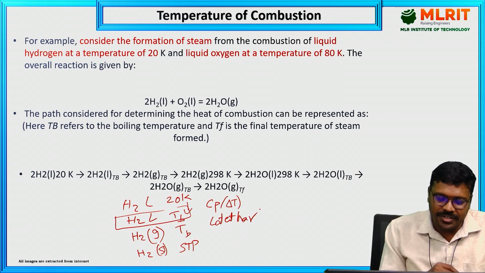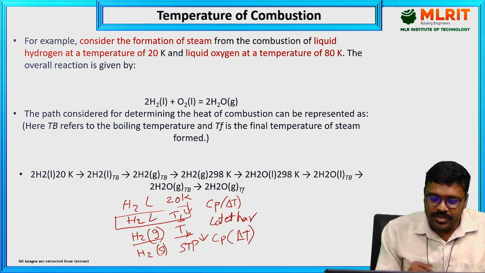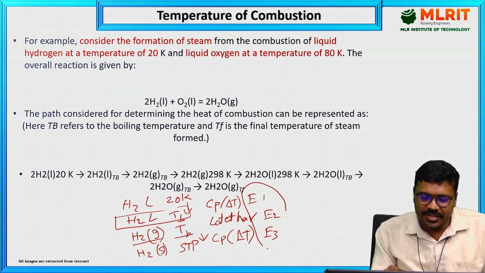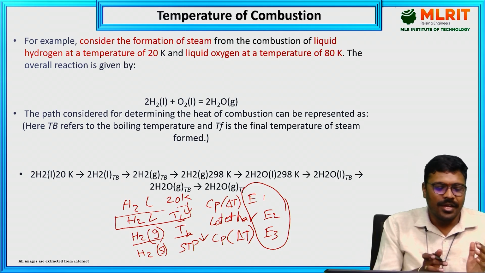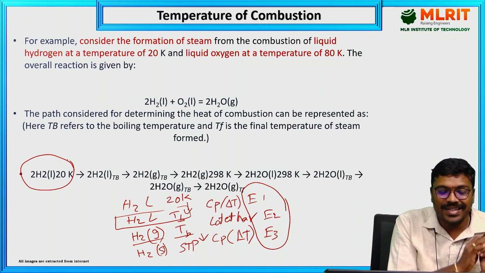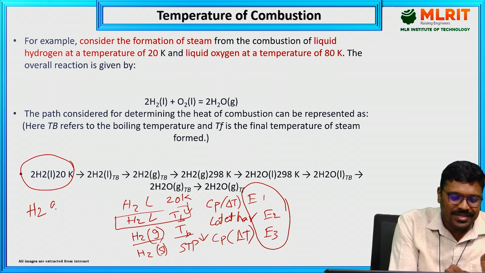that is nothing but energy. After that, we are bringing hydrogen gas from boiling point to the STP condition. So again here, Cp into delta T. So this is nothing but energy 1, energy 2 and energy 3. The sum of these three energies will give you how much energy is required to bring this H2 liquid, hydrogen at liquid state from 20 Kelvin to hydrogen as gas at STP condition.